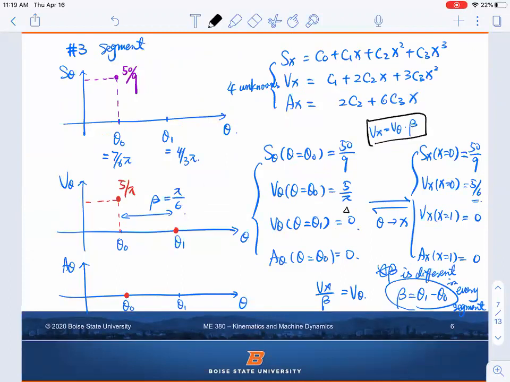So that means if I change the width of segment 3, these boundary conditions in the X domain may no longer be 5/6. Perhaps I just make things more complicated. So I should say that if you have your boundary conditions in the theta domain, always use this equation to find the boundary conditions in the X domain. And remember, this beta might be different for each segment.